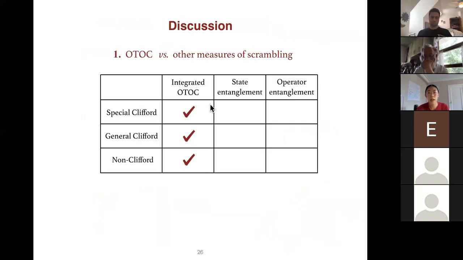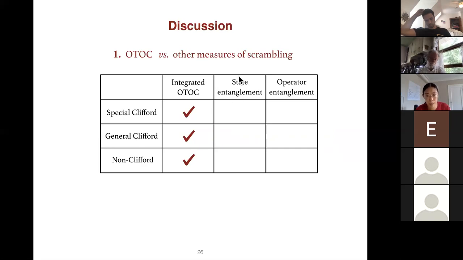Okay, so finally, let me just quickly mention the relation between OTOC and other measures of scrambling. Well, I actually mentioned it just now in the previous slide: we have integrated OTOC as a measure of scrambling and also state entanglement and operator entanglement. So for state and operator entanglement, roughly speaking, if you see linear growth, then that system is scrambling.